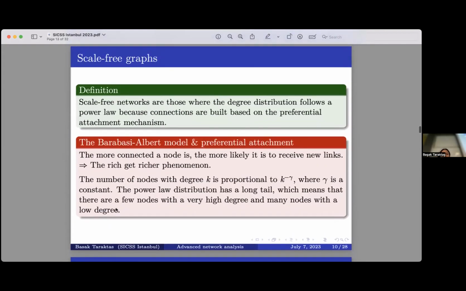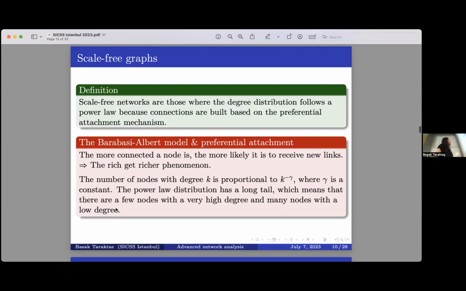The idea was popularized through preferential attachment by Barabasi and Albert. The more connected you are, the more connections you will receive. So if you are already a popular Instagram celebrity, it is much easier for you to gain new connections than for me, who almost never uses Instagram or social media.